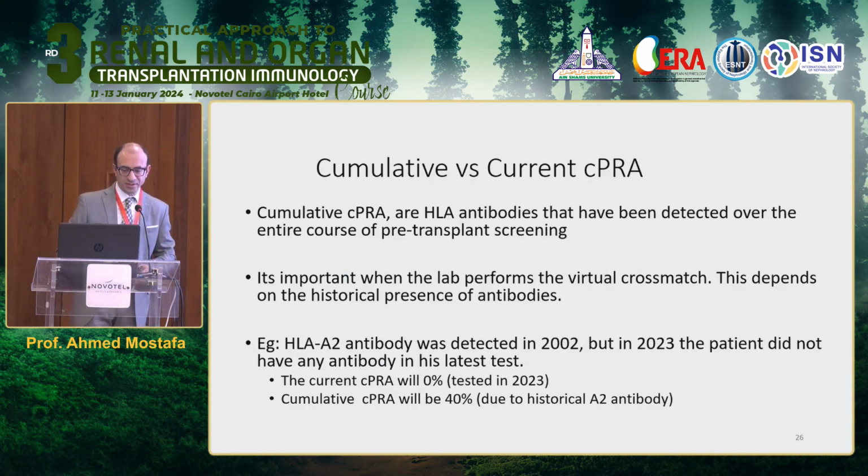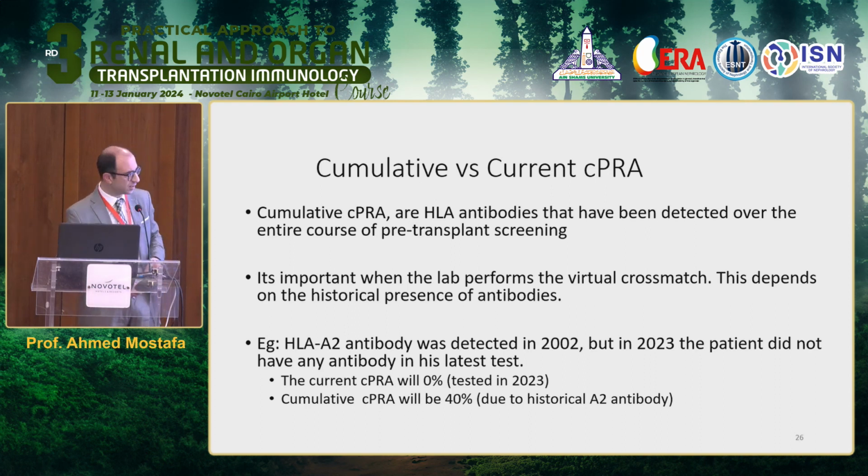Cumulative CPRA versus current CPRA. Cumulative means that every time the patient is on the wait list, new antibodies are formed, and they are cumulative. We don't delete them. They are historical. They are kept in the system. They are important when we do the virtual cross-match, because when we do a virtual cross-match, we look at the entire history of the patient over the entire waiting list.